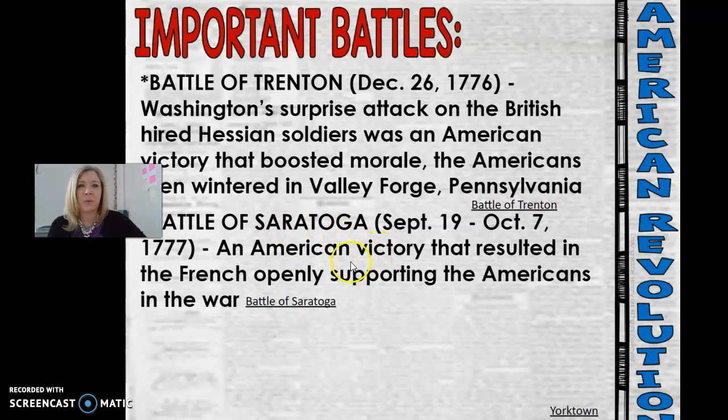The next battle that's really important that we want you to be familiar with is the Battle of Saratoga. And it's quite a lengthy battle, as you can see, September 19th through October the 7th of 1777. This is an American victory that results in the French openly supporting the Americans in the war. So this is the first time that the French declare that they are going to support the American colonists and their states, and they actually supply those colonists with materials, men, and goods. And this allows for the Americans to be victorious.